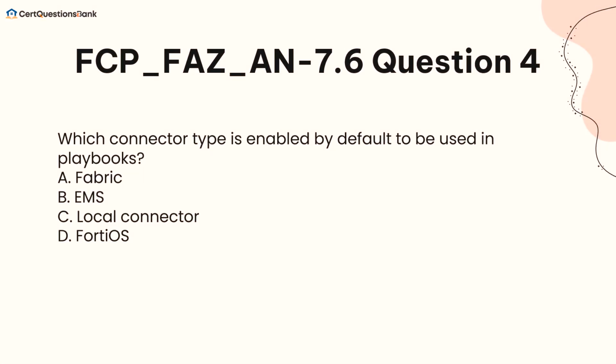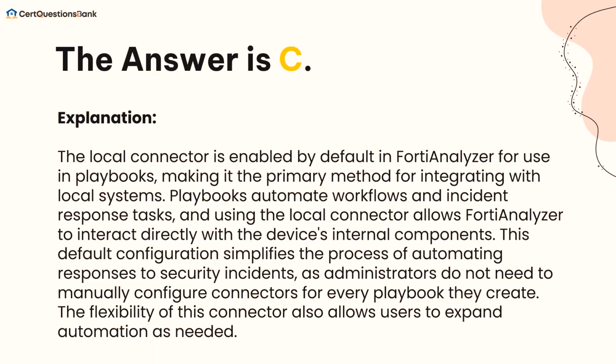Which connector type is enabled by default to be used in playbooks? A. Fabric. B. EMS. C. Local connector. D. FortiOS. The answer is C.